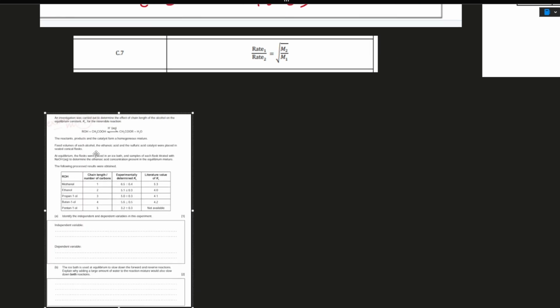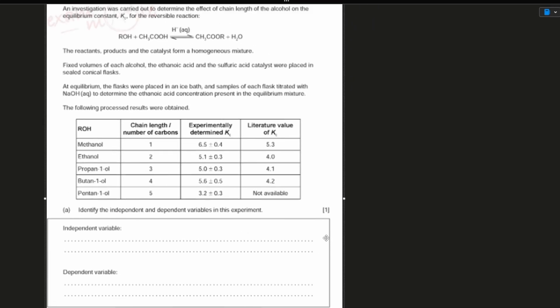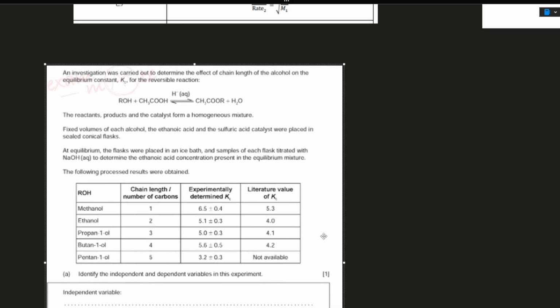Here, paste it right here. Here it says, an investigation was carried out to determine the effect of chain length of the alcohol on the equilibrium constant Kc for the reversible reaction. And here we have obviously the reactants and the products and the catalyst.